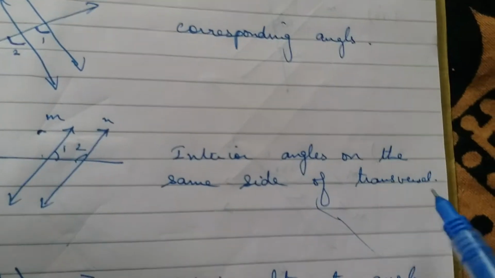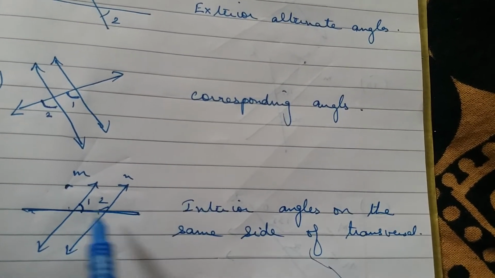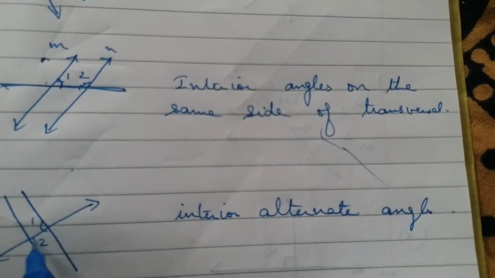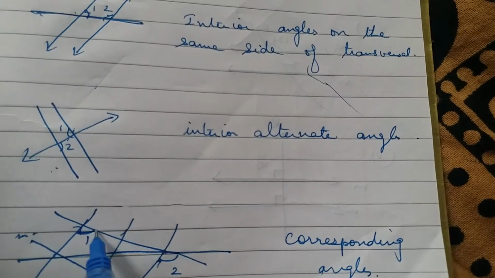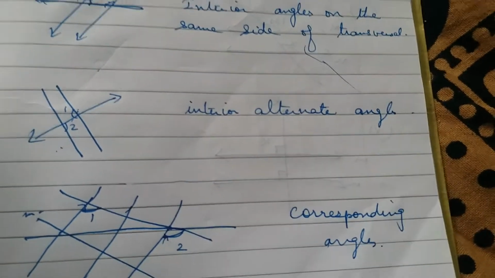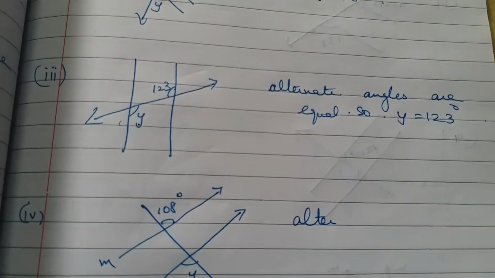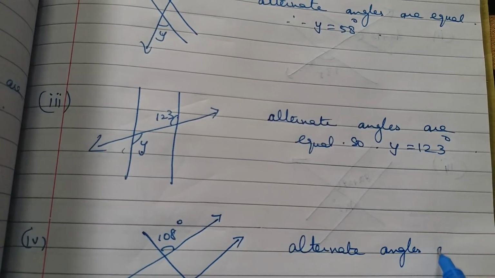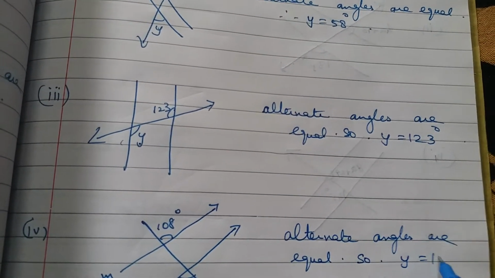Here this is interior angles on the same side of the transversal. They are interior angles. This is your transversal, so they are on the same side of the transversal. So this is interior alternate angles. On the alternate sides you have, so 1 and 2 are interior alternate angles. Here 1 and 2 are corresponding angles. Here below the line, here also below the line. These two are corresponding. Alternate angles are equal. So y is equal to 108 degrees.